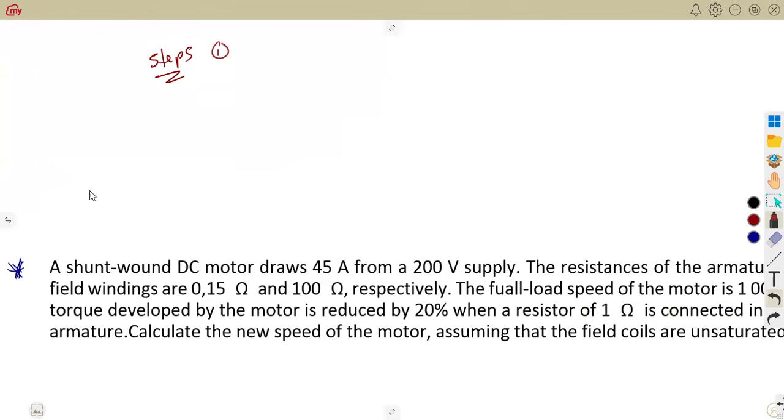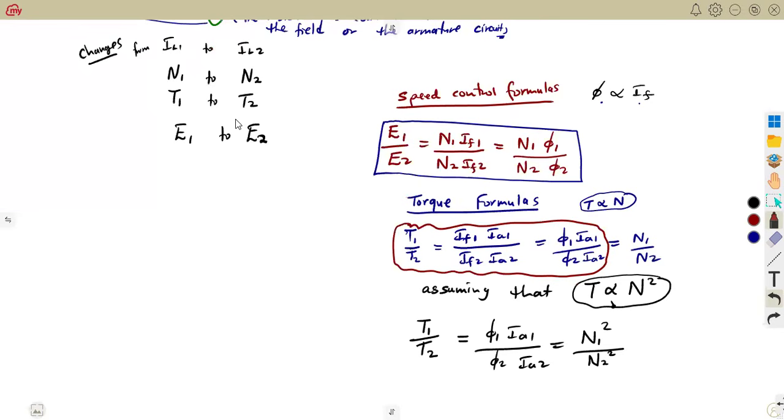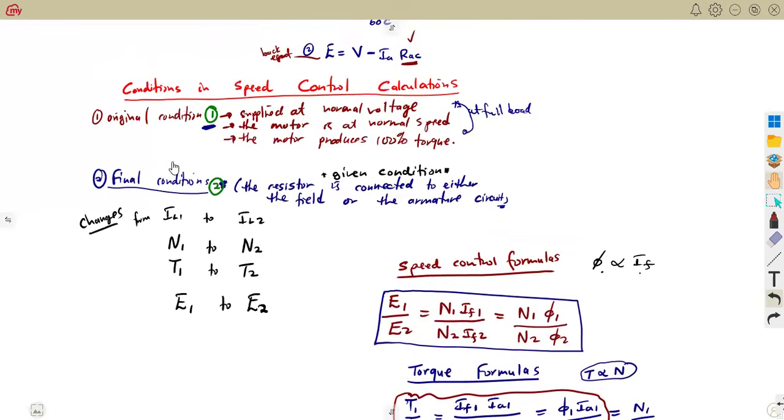Remember, this is the question. So make sure you read that question carefully. Whatever you are given there, you are supposed to interpret it and draw the diagrams. So you're going to draw the diagrams showing the two conditions. Meaning to say, we're going to draw our diagrams showing what?